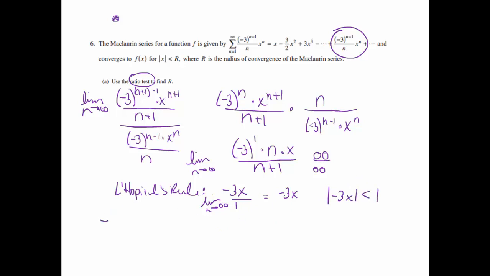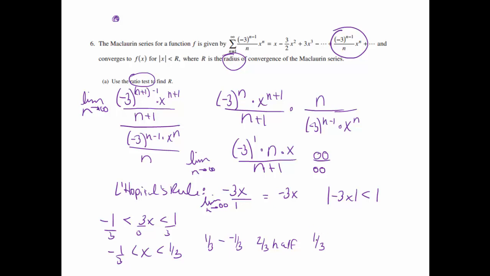So we know that if I take the absolute value of that, we're going to have 3x being between 1 and negative 1. And then if we'll just divide all 3 parts by 3, I'll get negative 1/3 is less than x is less than 1/3. I do not need to test the endpoints because it just asked me for the radius of convergence. So to get the radius of convergence, we're just going to take 1/3 minus negative 1/3, which gives me 2/3, and then we just take half of that. So the radius of convergence would be 1/3. Okay, so my radius r is equal to 1/3.